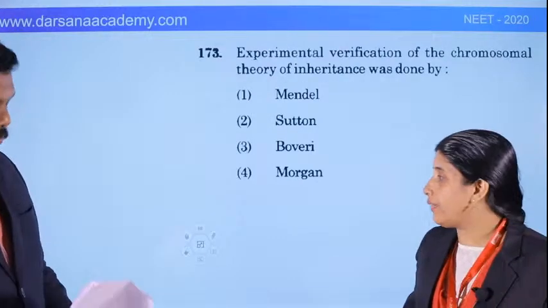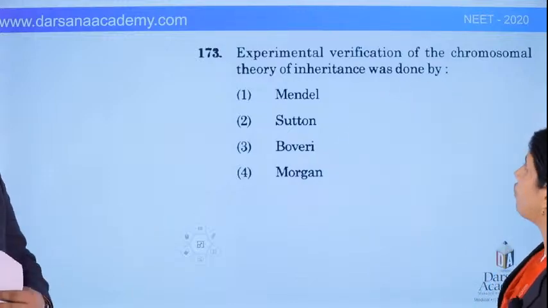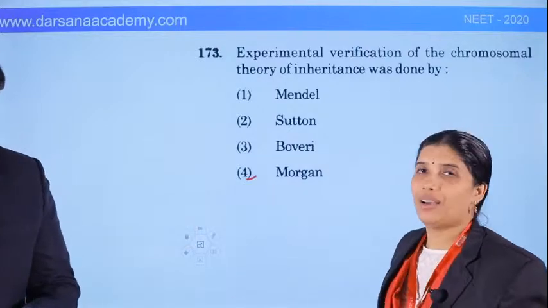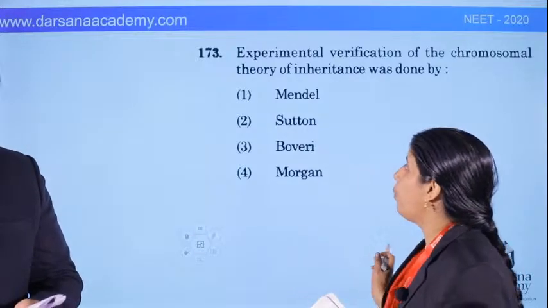Question number 173 is from Principles of Inheritance and Variation. The experimental verification of the chromosomal theory of inheritance was done by whom? Direct answer, Morgan, T.H. Morgan. Thomas Hunt Morgan is the answer for question number 173.